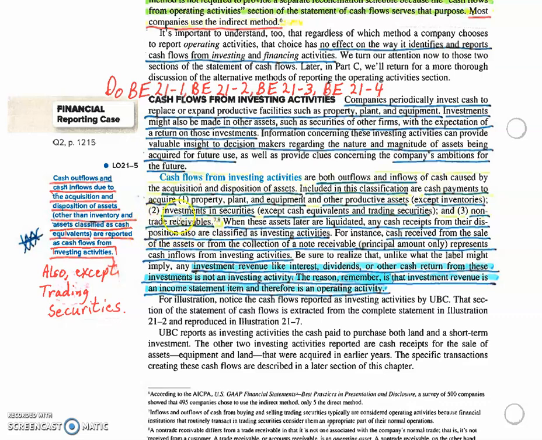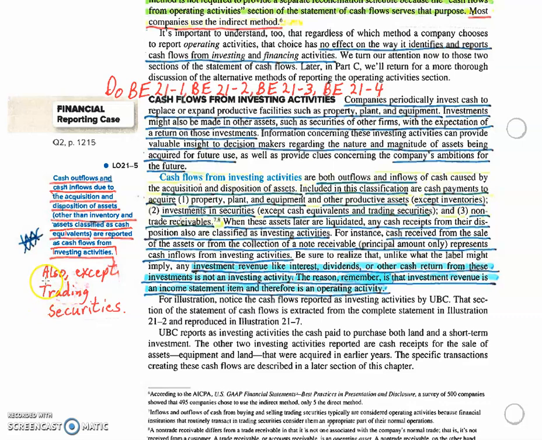So cash flows from investing activities. I showed those to you a little bit ago. Remember right here, pay attention to this. Cash flow outflows and cash inflows due to the acquisition and disposition of assets other than inventory and assets classified as cash equivalents, and also except for trading securities.